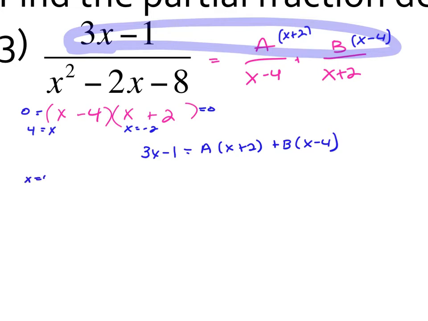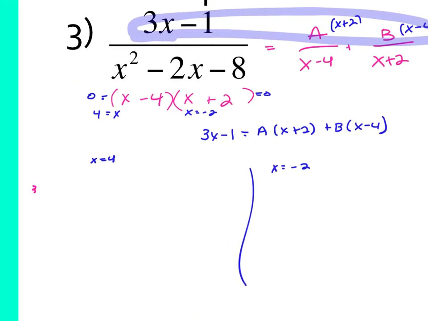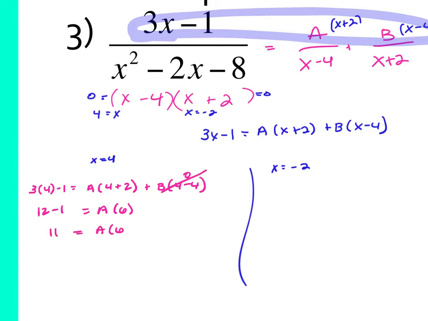So if x equals 4 here, and then x equals negative 2, I would get 3 times 4 minus 1 equals a times 4 plus 2. Plus, this is going to cancel anyway, so I can skip it, but I'm just going to show you for today. That would be 12 minus 1, a times 6. This is 0, b's gone. 11 equals a times 6. Divide both sides by 6. And a is 11/6.